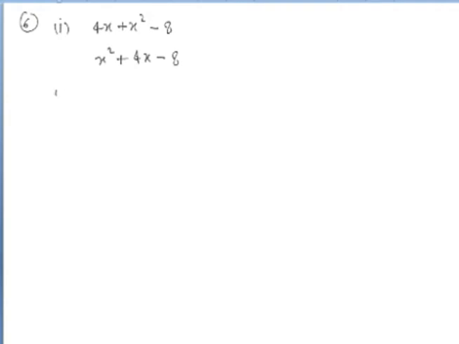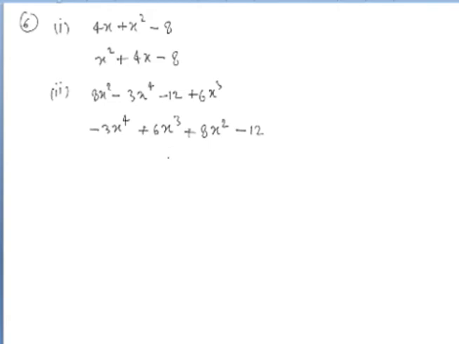Now the second question, 8x square minus 3x to the power 4 minus 12 plus 6x cube. Okay, so the highest power is this, so this term will come first. Minus 3x to the power 4. Then this will come, plus 6x cube, then plus 8x square, then minus 12. Okay.